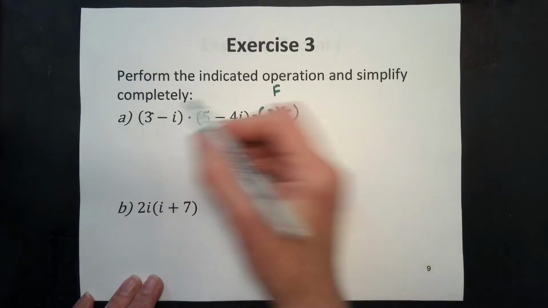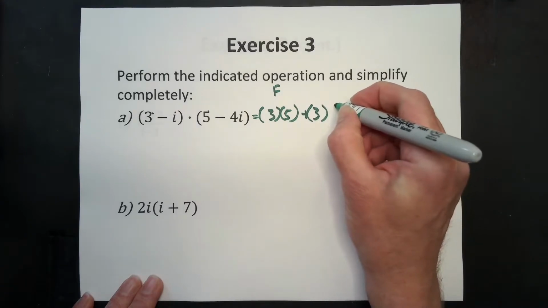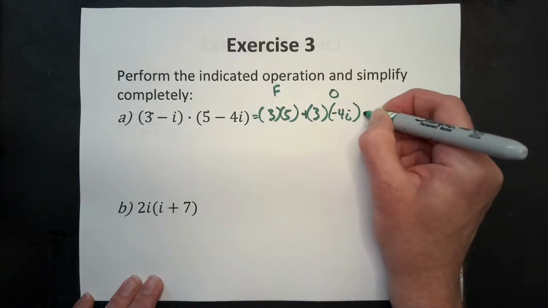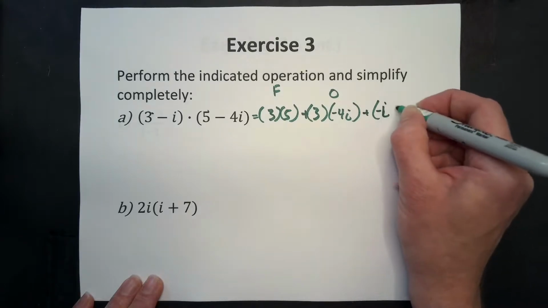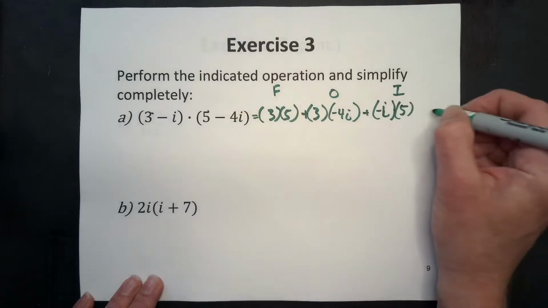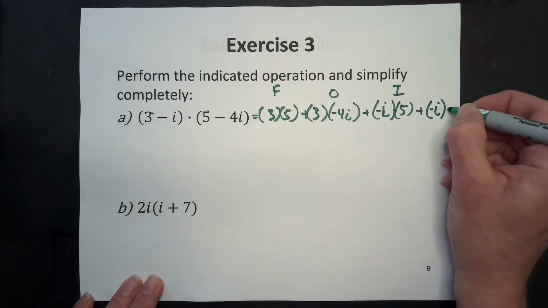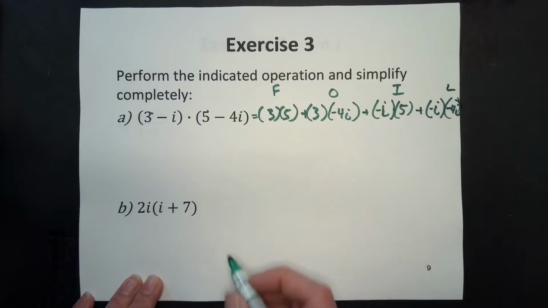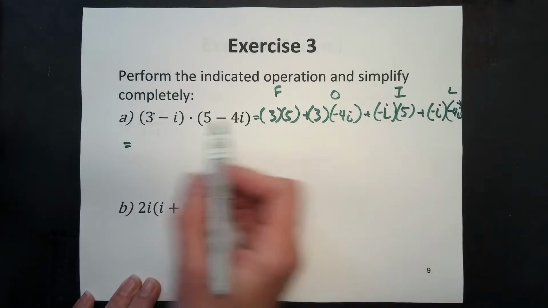And then my outer terms, so plus 3 times negative 4i. And then plus my inner terms, which is going to be negative i times 5. That's my inner terms. And my last terms are going to be plus negative i times negative 4i. Oh, running out of room here. Last. And so now I'm going to do all my operations next.